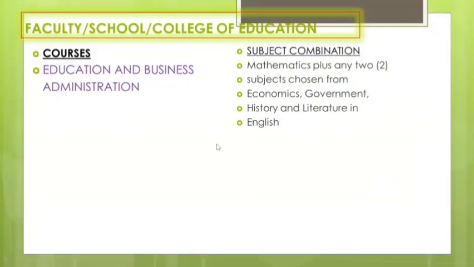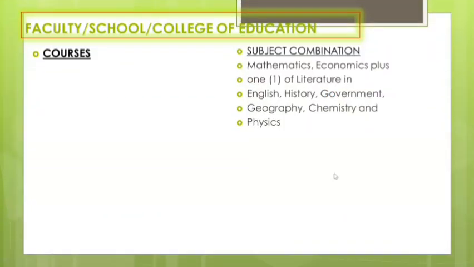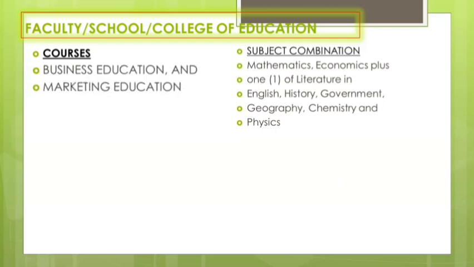For candidates applying for education and business administration, your JAMB subject combination include mathematics plus any two subjects choosing from economics, government, history, and literature in English. For candidates applying for business education and marketing education, you are to sit for mathematics, economics plus one of literature in English, history, government, geography, chemistry, and physics.